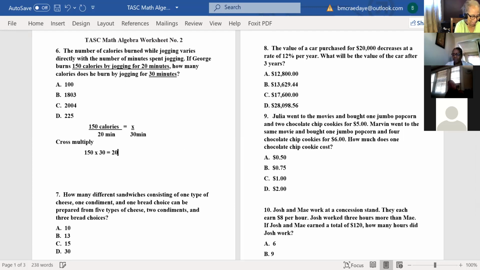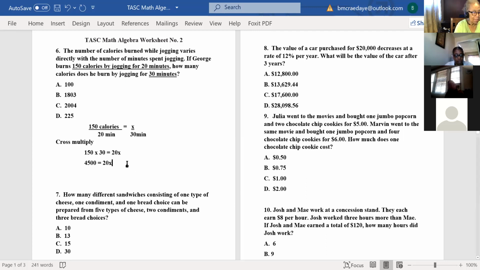Where are you getting 1? Because I'm saying 20 times 1 is 20. The x I use as 1. No, we have to keep our variable because that's what we have to solve for, right? 20 times x is 20x. Now, what's 150 times 30, Vanessa? It's 4,500. And that's equal to 20x.